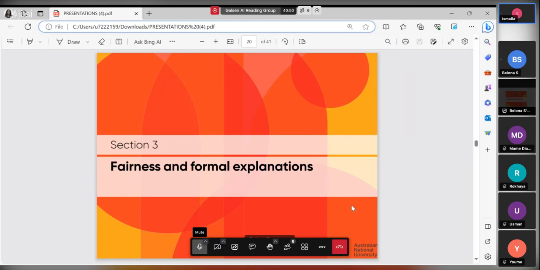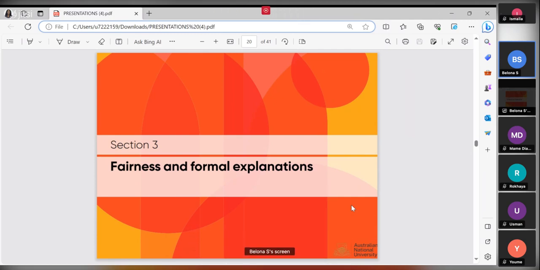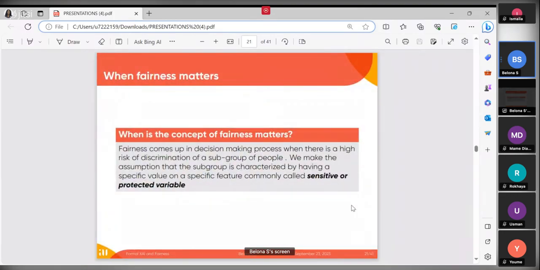Okay. So in this section, we now talk about fairness and formal explanation. But before, what is fairness? Fairness means everything and nothing at the same time. There is not really a formal definition of fairness. Fairness is a contextual notion that people define in a particular setting, and that's why it's not really easy to find a global definition of fairness.